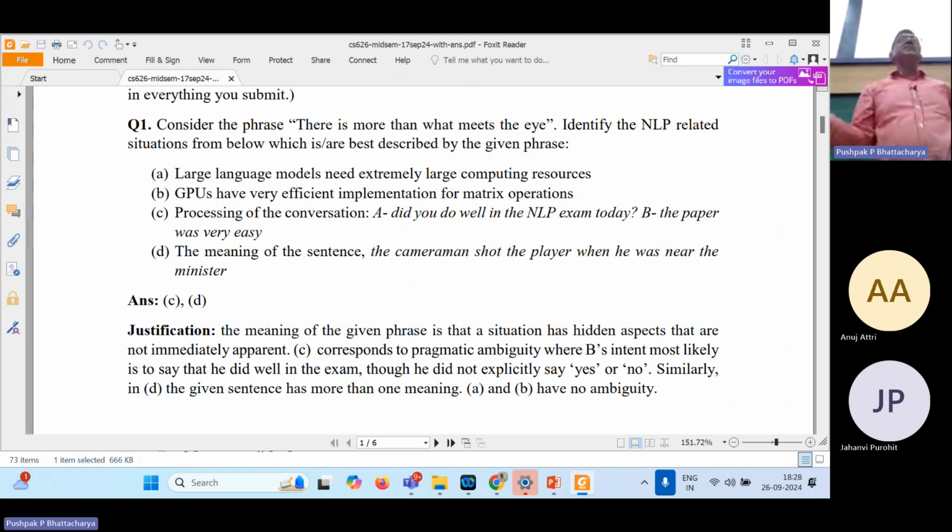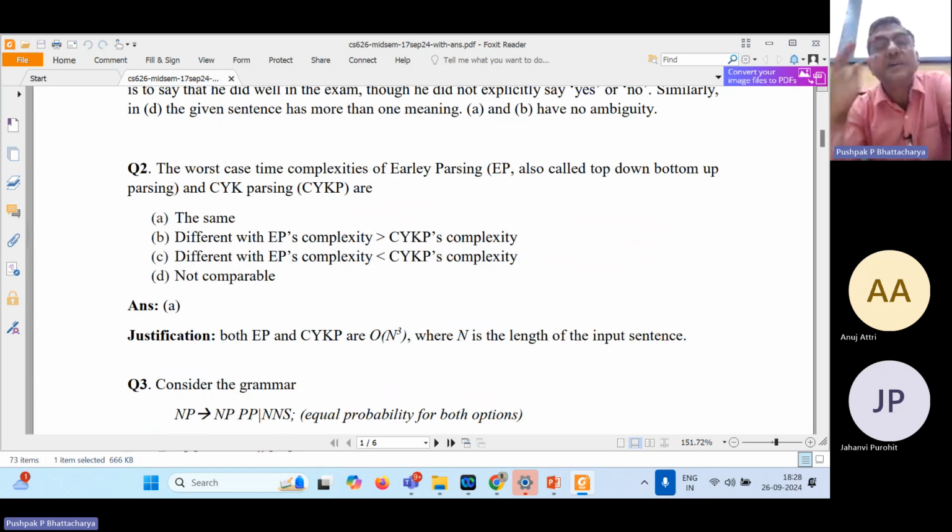I see. So just send a mail to me. Okay, I'll see. But it is not in the same class as C and D. Okay. Then let's see the worst case time complexities of Earley parsing and CYK parsing.